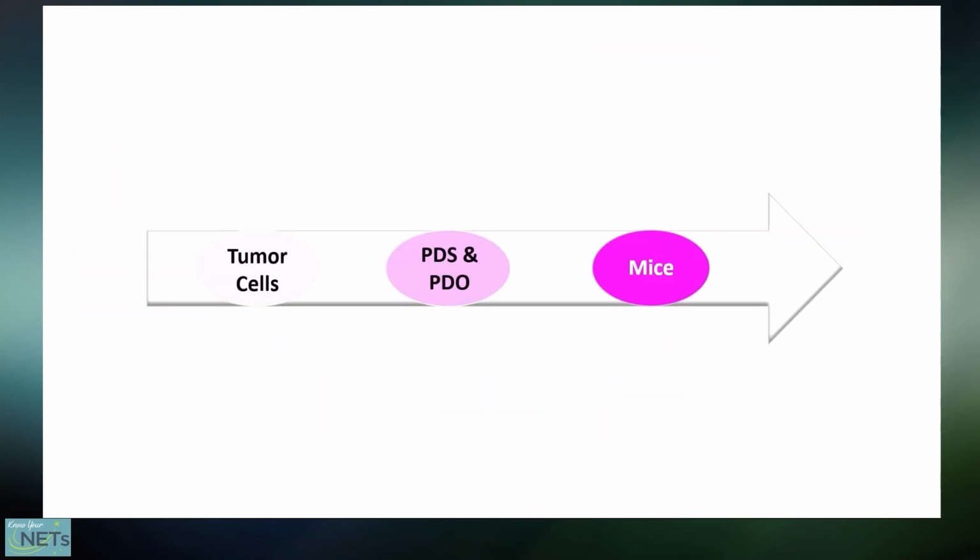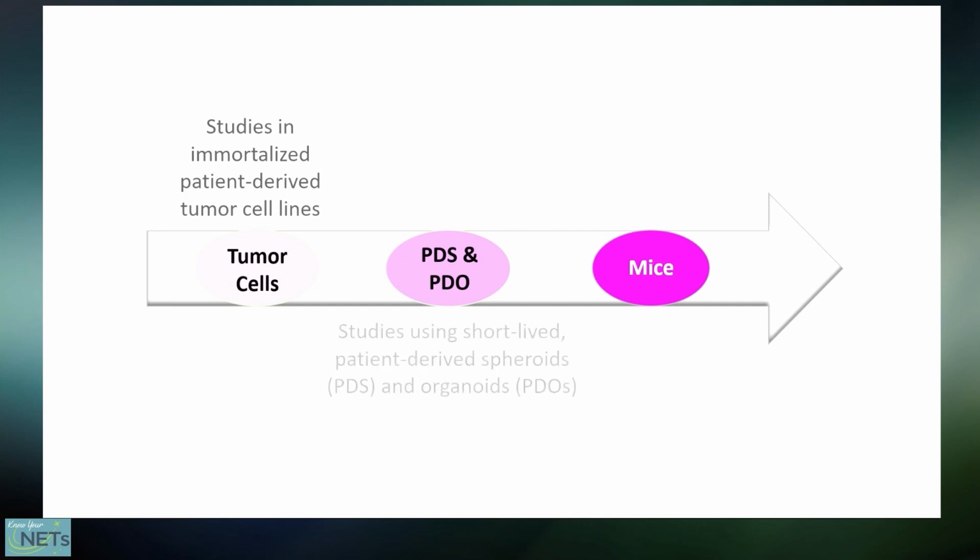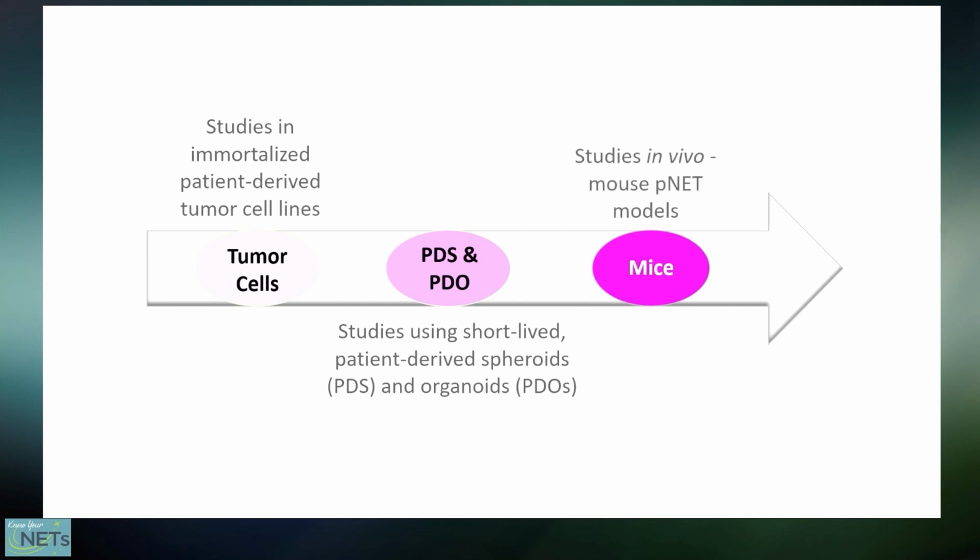So in today's talk, I want to give you a flavor of different types of neuroendocrine tumor research using models that have increasing complexity. So we're going to start with some studies in immortalized patient-derived tumor cell lines. And then I'll talk briefly about some studies using short-lived patient-derived spheroids and organoids. These are unlike tumor cell lines because they're three-dimensional and they have many different cell types, not just tumor cells. And then I'll conclude with studies that are being done in mouse PNET models in vivo.